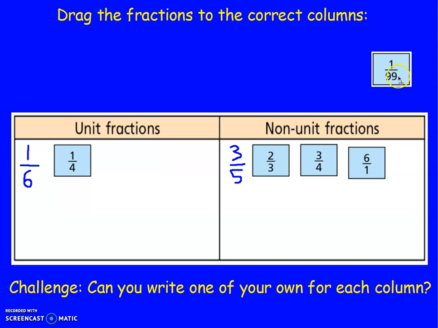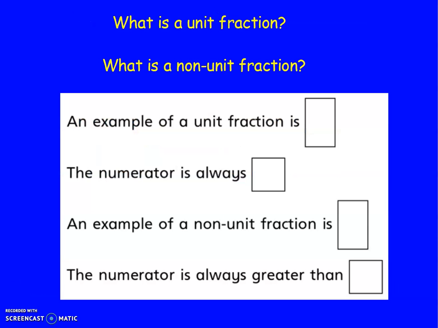1/99 is a unit fraction because it has a 1 on the top of the fraction. Give yourself a tick if you got those right, and well done if you managed to challenge yourself and think of some of your own. So we've learned lots today. Let's sum it up. What is a unit fraction and what is a non-unit fraction?